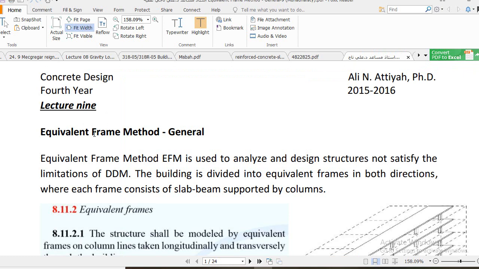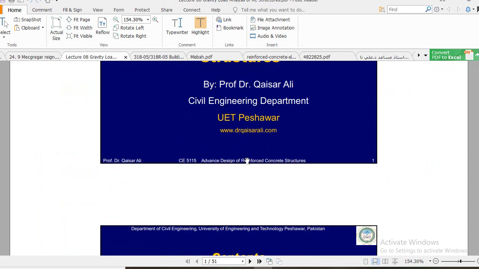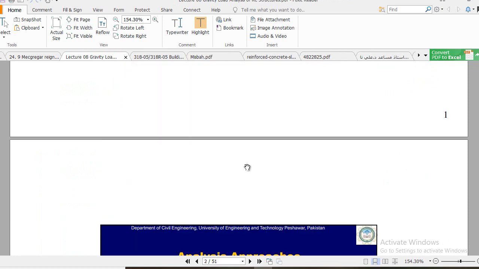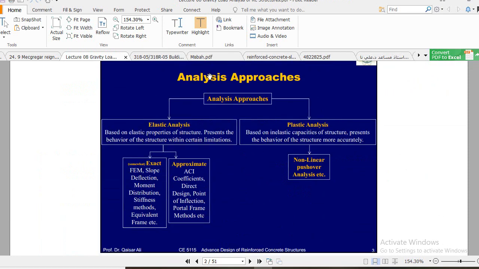Basically, in the previous lectures we covered the direct design method, the approximate method, and so many methods. Okay, so let me show you the methods which are basically used to analyze any given structure. These are a group of methods which are used to analyze any kind of structure. We have elastic analysis, and then we have plastic analysis.